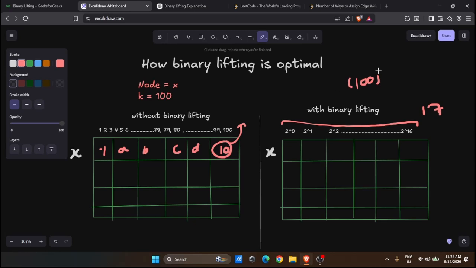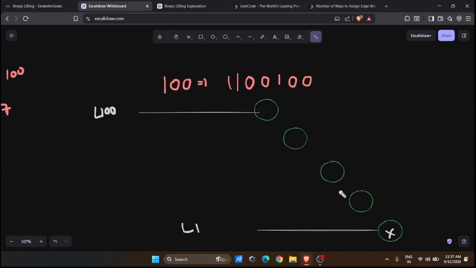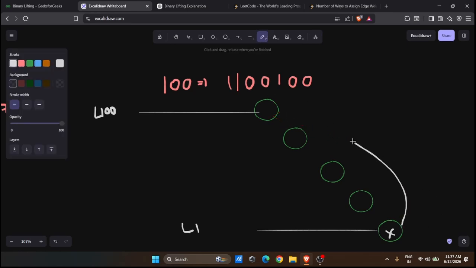How? The binary representation of 100 is 11001000. Let me write it clearly for you. This is a tree. I didn't draw an arrow, just understand this is a tree. Without binary lifting, we would start from this node and directly access the 100th level node, which is a very memory-taking approach that takes a very large amount of memory to create, and is not an optimal way of solving this question.